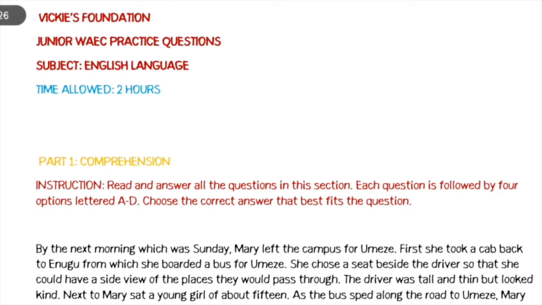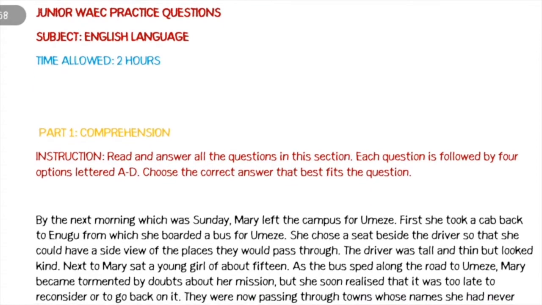Remember that the first thing you have to do is read your instruction carefully. Some of you already feel very comfortable answering the question, so you do not feel that it is important to read the instructions, but it is always good to read the instructions, even though you feel that you are already conversant with it. So the instruction says to read and answer all the questions in this section. In this section, each question is followed by four options, letters A to D. Choose the correct answer that best fits the question.